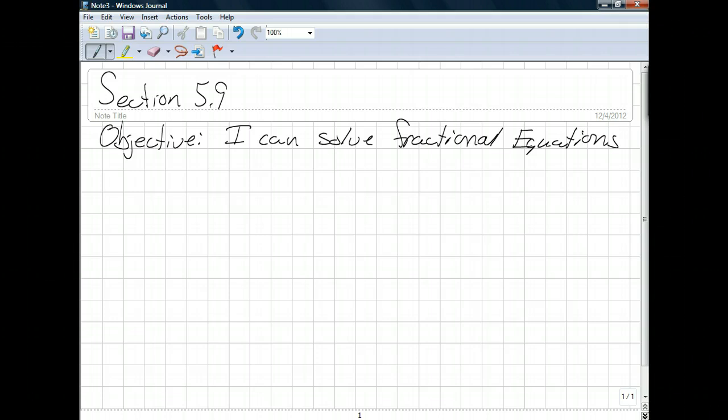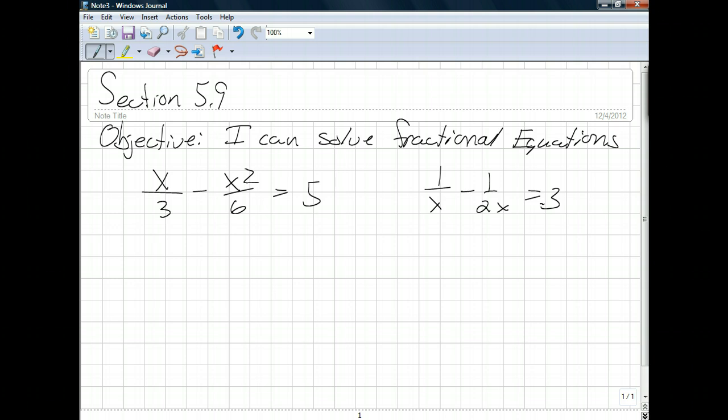Right, today our lesson is 5.9, I can solve fractional equations. Yesterday we looked at equations such as x over 3 minus x squared over 6 equals 5. And today we're going to look at equations like 1 over x minus 1 over 2x equals 3.